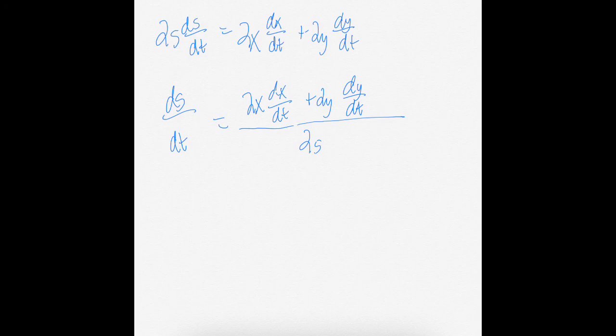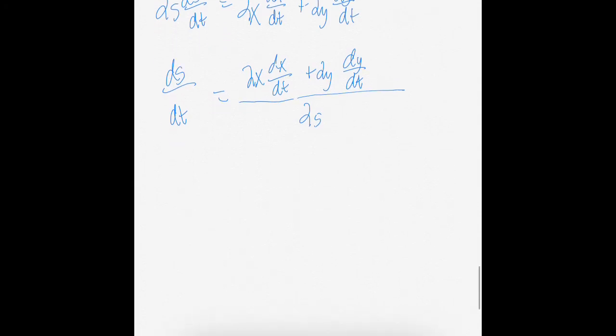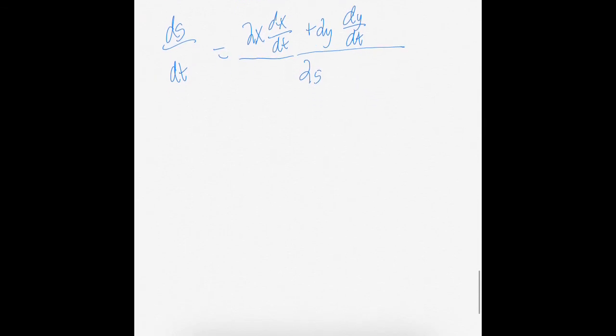Okay, manipulating algebra, good. Manipulating people, bad. Okay, say it with me, thank you. ds dt. All right, so now we have a nice formula for ds dt.